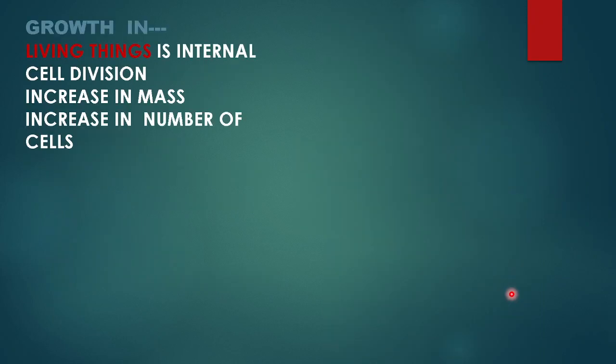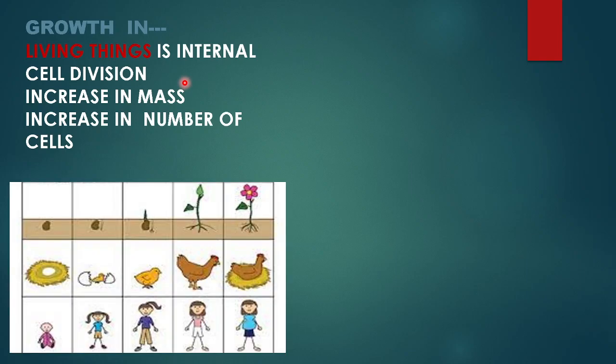Now, growth in living things, living organisms to be more precise, is internal. It takes place internally through cell division. Cells divide, that results in increase in mass or increase in the number of cells. So it happens internally. As you can see here, the seed gradually germinates, it grows, it produces flowers, that means it matures. So how is this happening? This is happening because the number of cells are increasing at every stage. It is continuously increasing, that is why it results so.